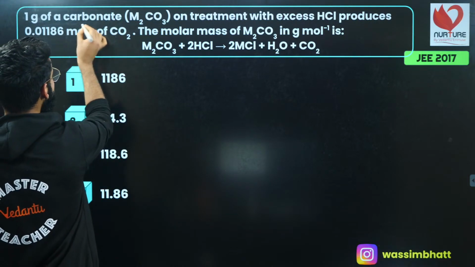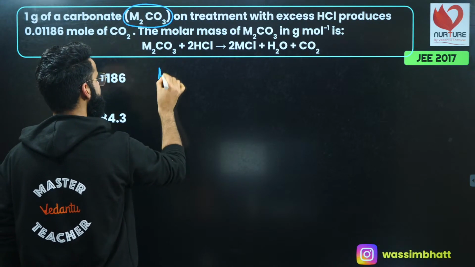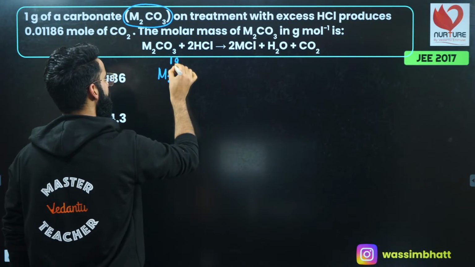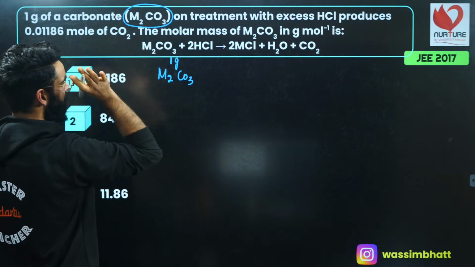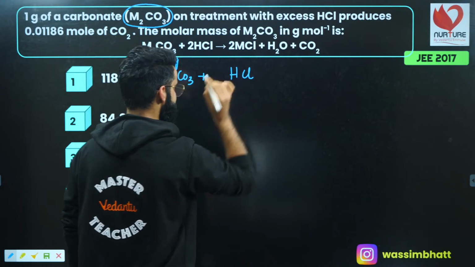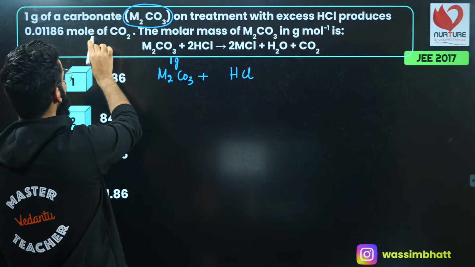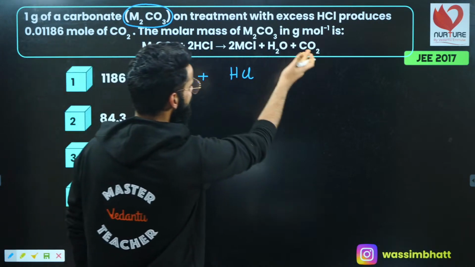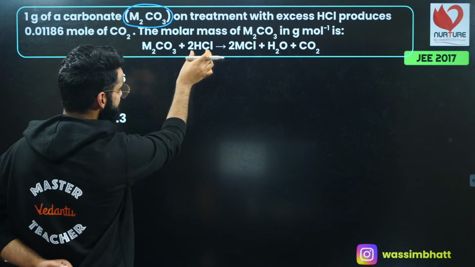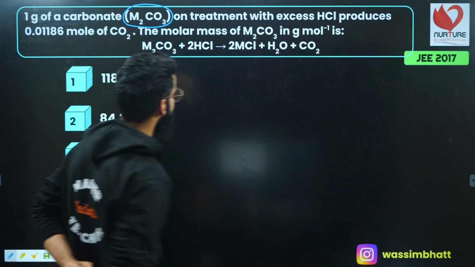As per the question, 1 gram of carbonate. This is the carbonate which is given to me, M2CO3. I have got 1 gram of some metal carbonate, for example. On treatment with HCl, this metal carbonate reacts with HCl and produces 0.0118 moles of carbon dioxide. See, metal carbonate reacts with HCl, leading to the formation of metal chloride. With this, you get water and carbon dioxide as well.